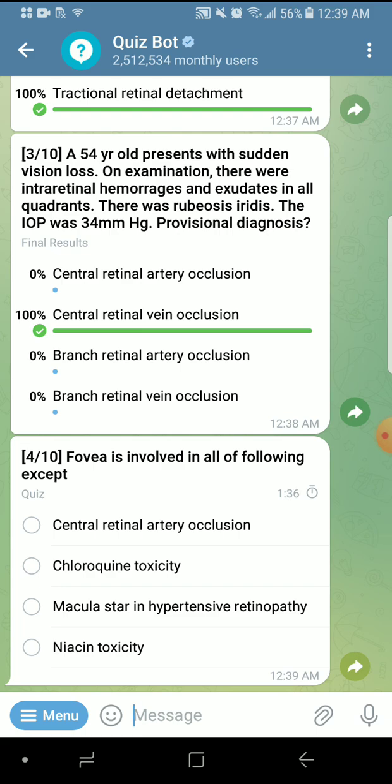In chloroquine toxicity, there is a Bull's maculopathy, but CRAO has a cherry red spot in which the fovea is spared. Initially, edema occurs in the ganglionic layer, which is maximally multi-layered in the macula. If you have seen the retinal anatomy quiz, the fovea is spared because the fovea does not have ganglion cells. So the fovea is spared in cherry red spot, that is CRAO.